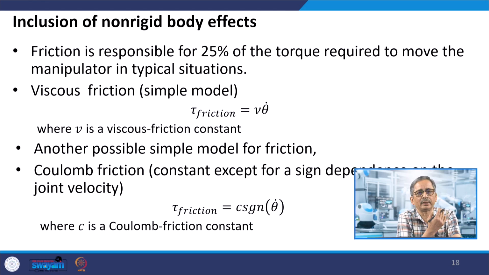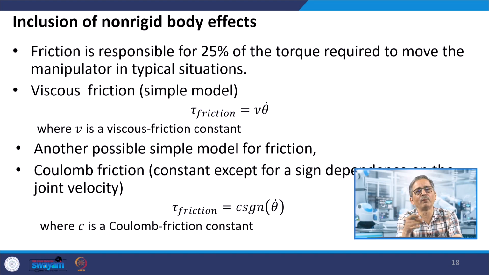Either the way I have dealt with the Newton-Euler or with the Lagrangian, we have not considered the non-rigid body effects. Friction is responsible for almost 25% of the torque required to move the manipulator in a typical situation. So almost 1/4 of your torque is needed to overcome the friction. There are various ways of incorporating this, that is, the modeling of this friction.